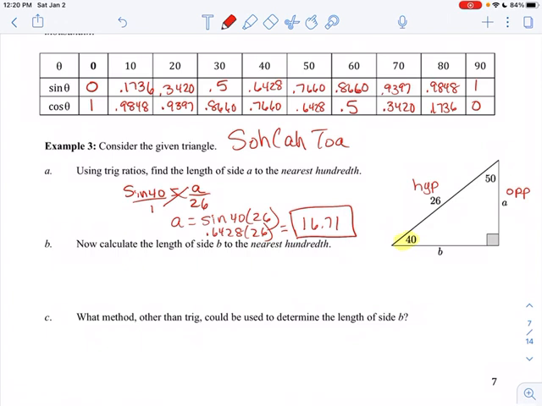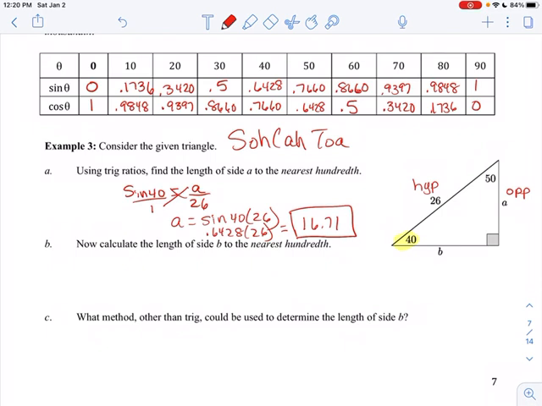Okay, so we use trig to find the missing sides of a right triangle, just like we use the Pythagorean theorem, but the Pythagorean theorem is more limited because I have to be given 2 of the sides in order to find the third side. With trig, as long as I have the angle and 1 of the sides, I can find the missing sides.